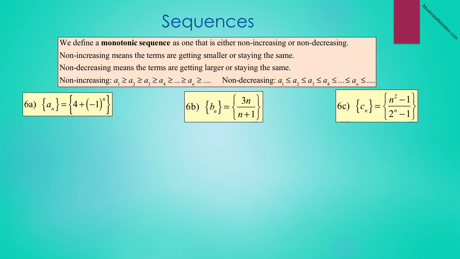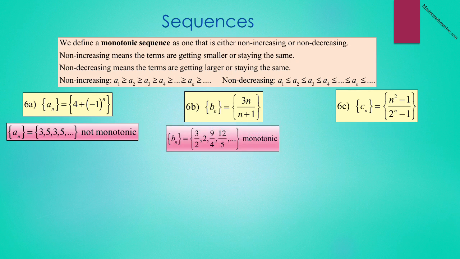In number 6, we have the same sequences that we had previously, and we tried to determine whether they were convergent or divergent. Now you are asked to determine whether they are monotonic or not monotonic. 6a reads a sub n is equal to 4 plus negative 1 to the n, and this sequence is 3, 5, 3, 5. It is not monotonic. The terms start getting larger and then they get smaller and continue the same pattern.